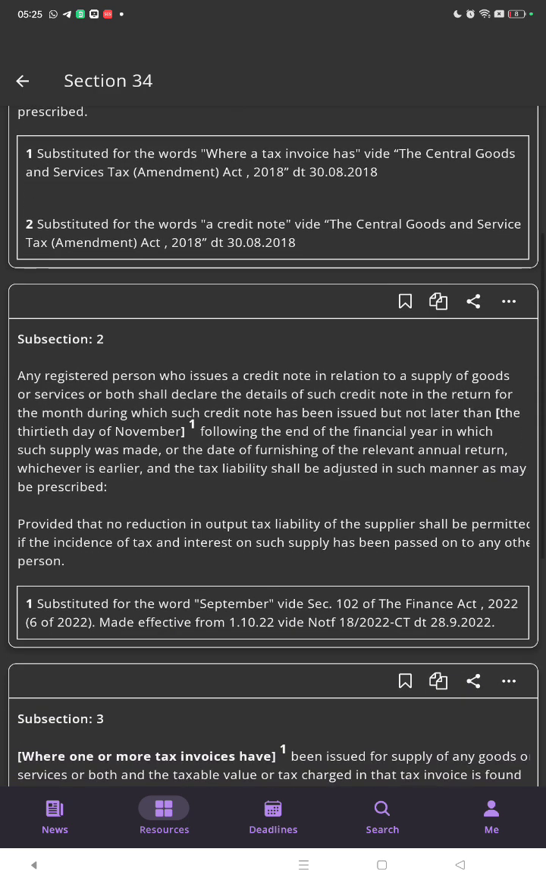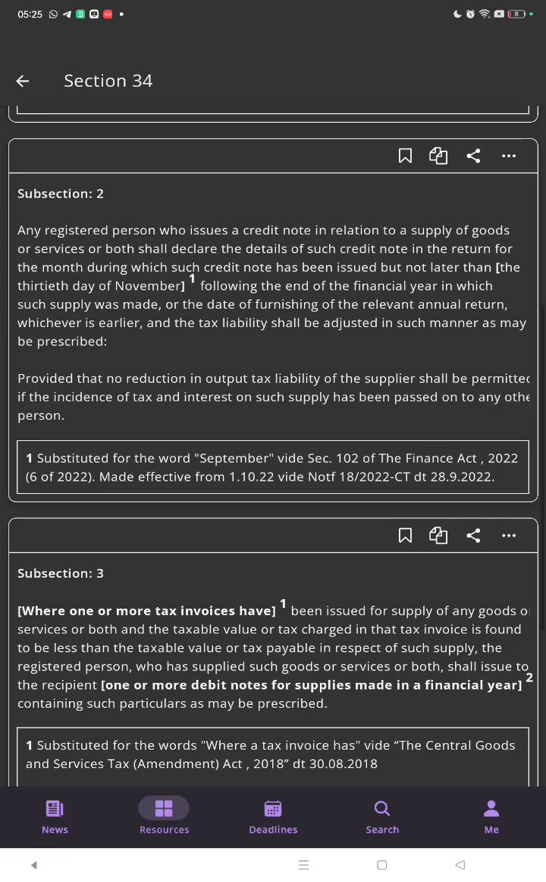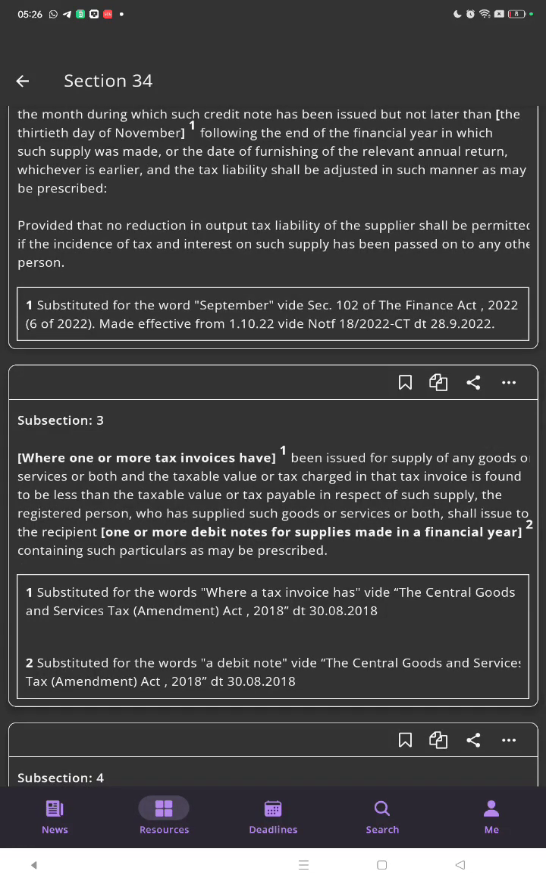Subsection 2. Any registered person who issues the credit note in relation to the supply of goods or services or both shall declare the details of such credit note in the return for the month during which such credit note has been issued, but not later than the 30th day of November following the end of the financial year in which such supply was made, or the date of furnishing of the relevant annual return, whichever is earlier, and the tax liability shall be adjusted in such manner as may be prescribed, provided that no reduction in the output tax liability of the supplier shall be permitted if the incidence of the tax and interest on such supply has been passed on to any other person.